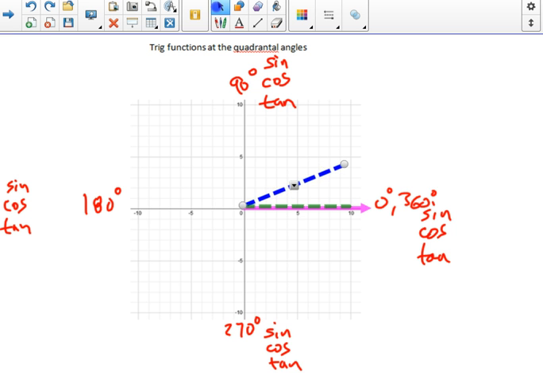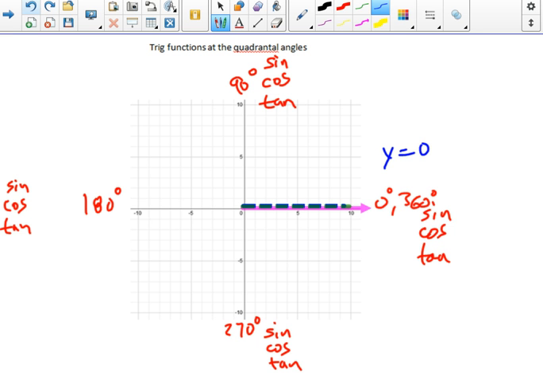As r gets closer and closer to that axis, the y gets smaller and smaller and smaller. And then when it finally reaches the axis, the y value at this point is 0. And the x and the r are the same. They match up. They lie right on top of each other. So it's really no longer a triangle.